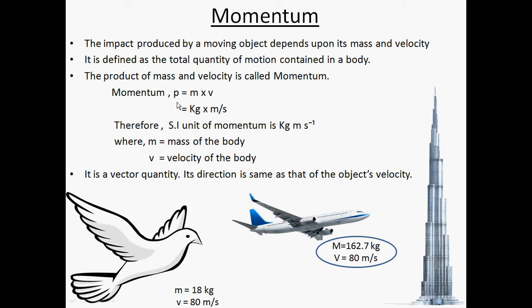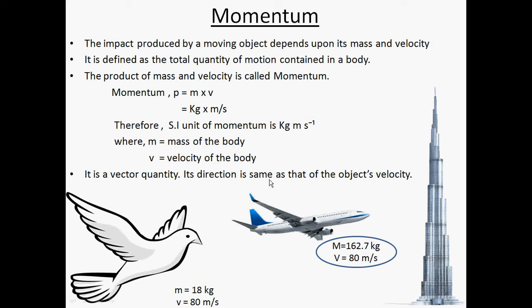So we determine the momentum as P is equal to m into v. Mass is in terms of kg and velocity in terms of meters per second, so the unit for momentum will come out to be kg meter per second. Here m is the mass of the body and v is the velocity of the body.